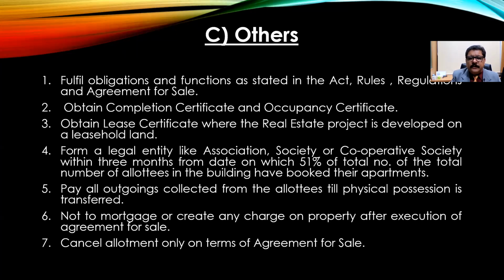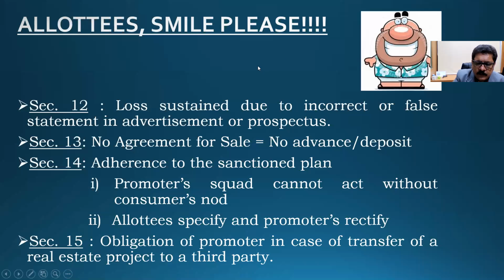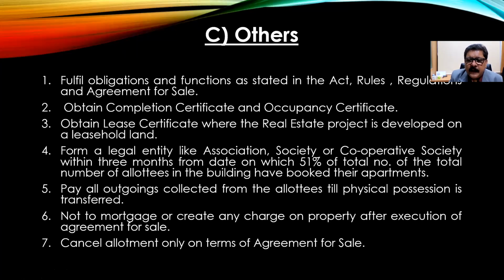Form a legal entity like association, society, or cooperative society within 3 months from the date on which 51% of the total number of allottees in the building have booked their apartments. This is very important. Once the builder books 51% of the total number of units, not even the registered agreement, the moment he books more than 51%, he has to form a society or an association of allottees.